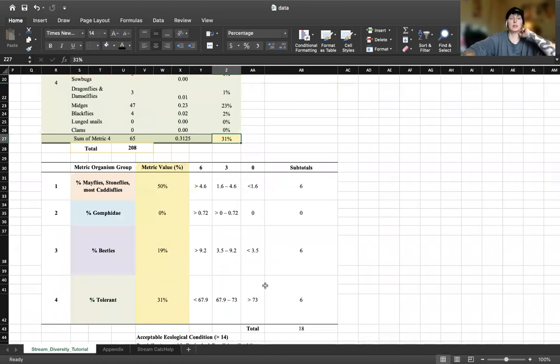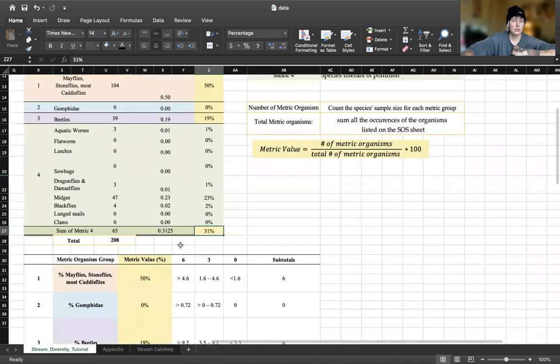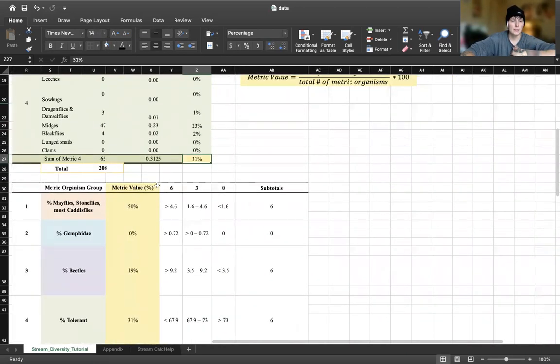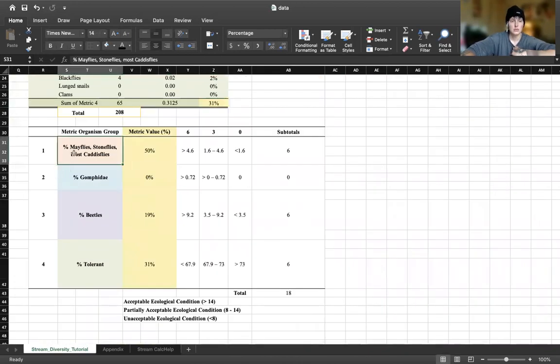So now we're on to giving the community a score in terms of ecological health. What you're going to do is take the metric values that you just calculated for each class and copy them down here. And then based on the metric value, you're going to assess it and give it a score. They can be 6, 3, or 0 right here. So whichever criteria it fits, you're going to give it the score that correlates to it. So for this one, it's 50%. I gave it a score of 6 because it is greater than 4.6.